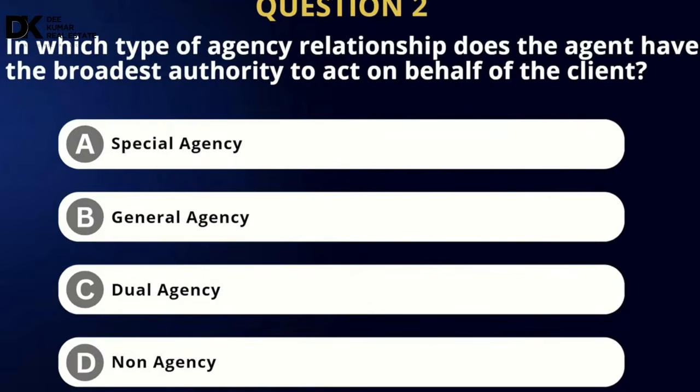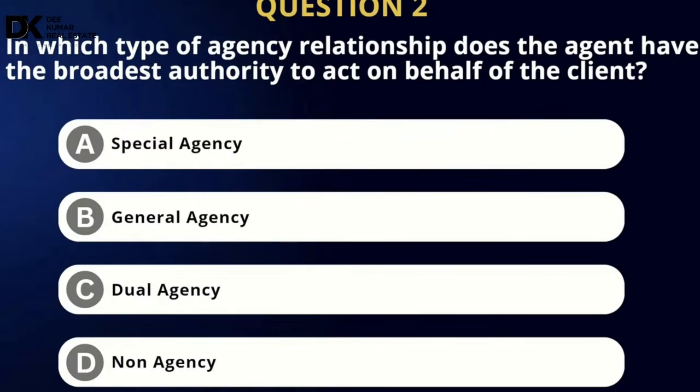Question number 2. In which type of agency relationship does the agent have the broadest authority to act on behalf of the client? Letter A, special agency. Letter B, general agency. Letter C, dual agency. Letter D, non-agency. In which type of agency relationship does the agent have the broadest authority to act on behalf of the client?